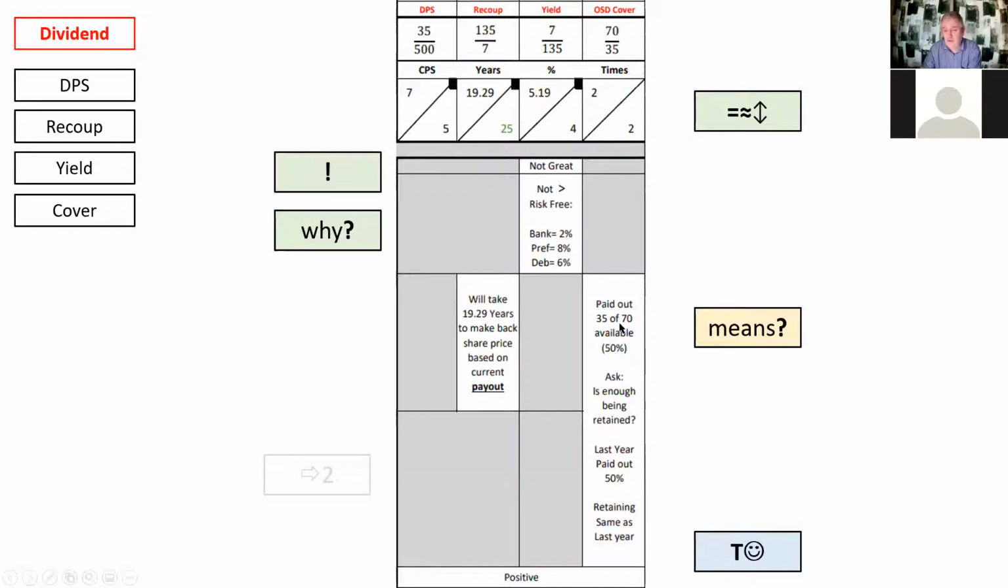But that's an awful lot easier than trying to comment whether dividend cover has gone from 2.2 up to 2.4. Is that a good thing or a bad thing? We can't remember what it means. So we literally make sentences of common sense. The dividend was 35. We paid out 35 of 70 available. We paid out 50%. Okay, is paying out 50% too much? Probably.